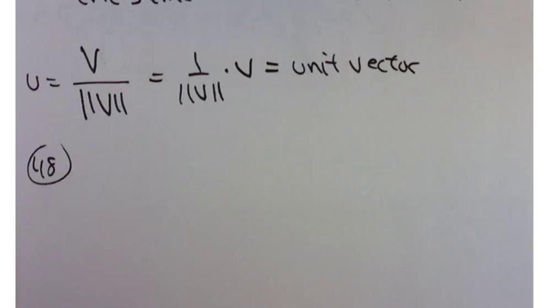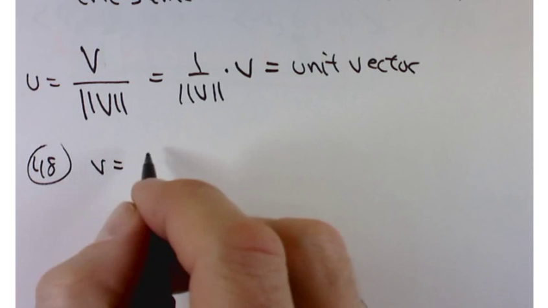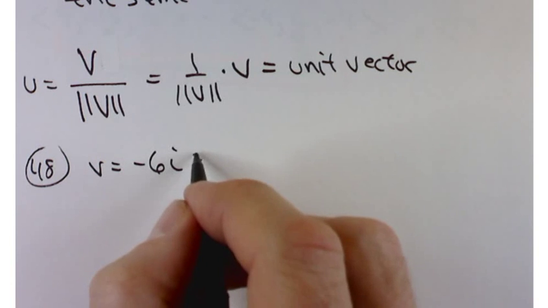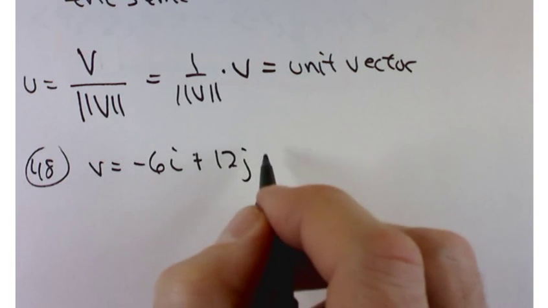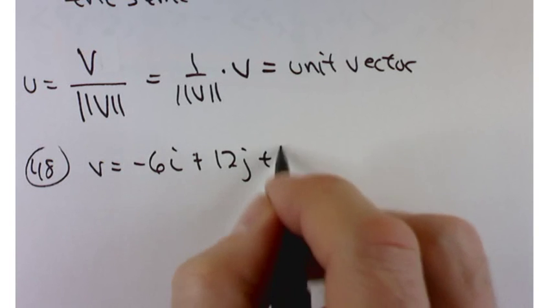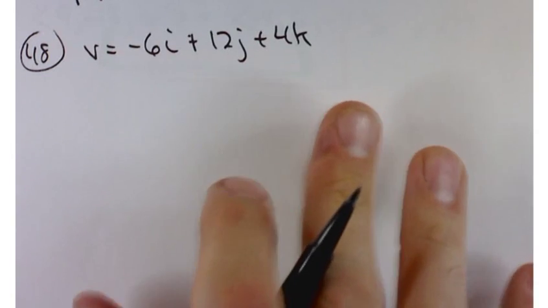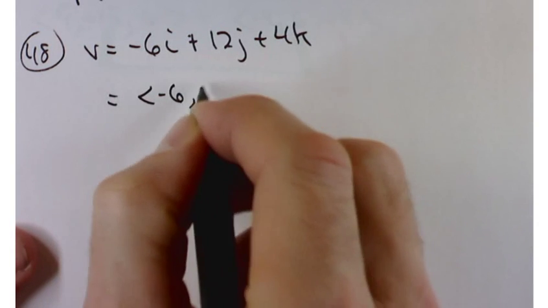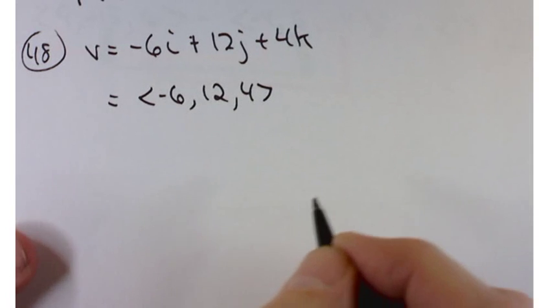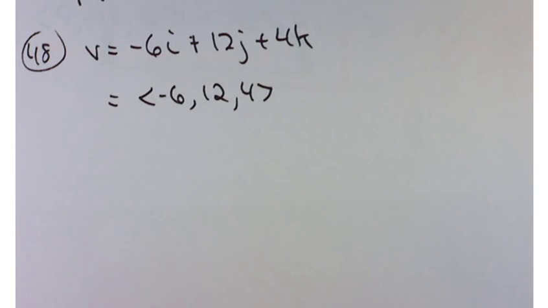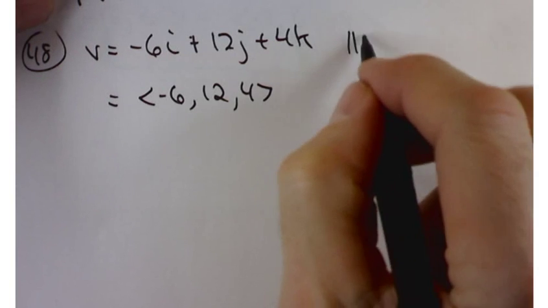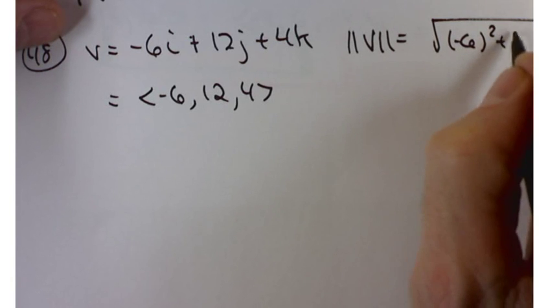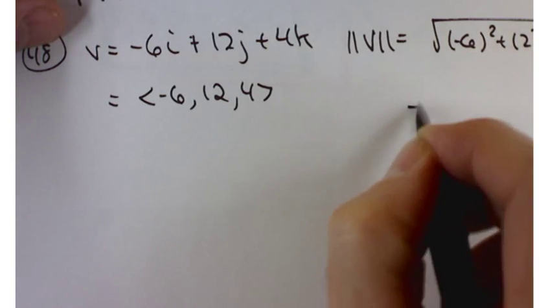48 actually works out pretty nice. Vector v is negative 6i plus 12j plus 4k. I'm going to write it like this: negative 6, 12, and 4. The first thing I'm going to need is to calculate the length of vector v. So negative 6 squared plus 12 squared plus 4 squared.